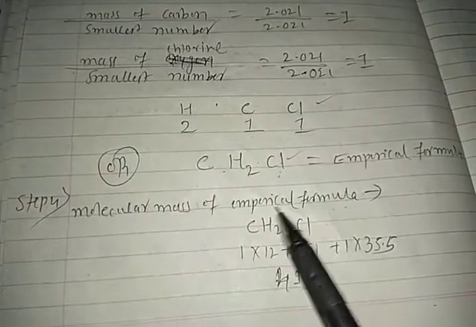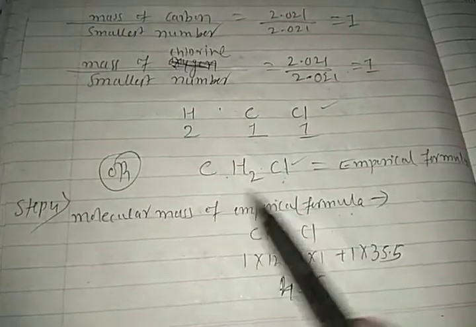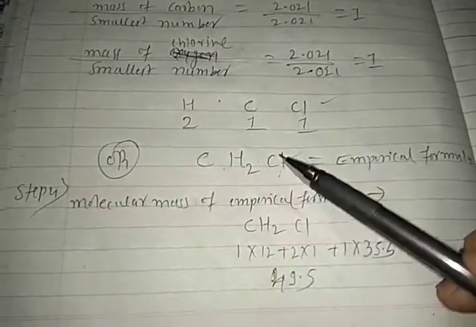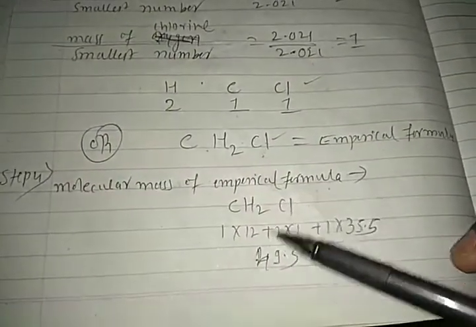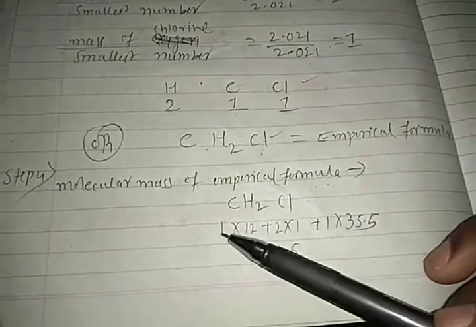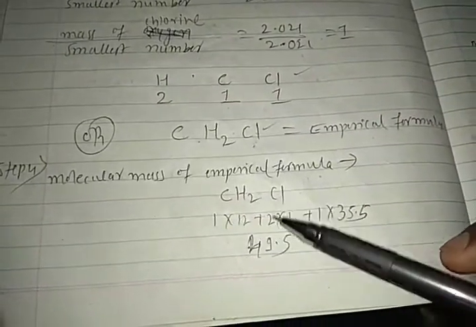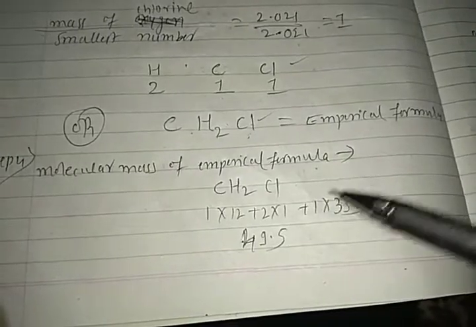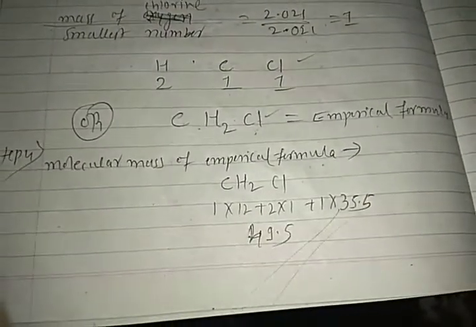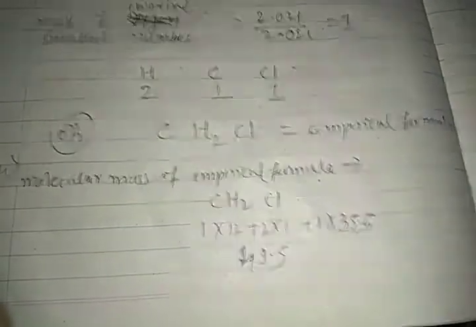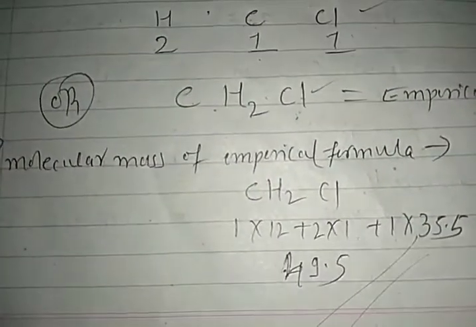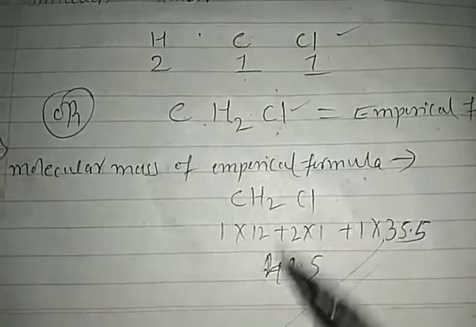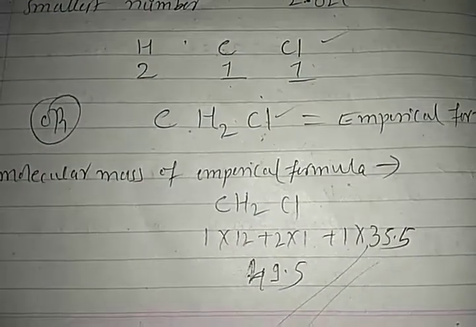Step 4: molecular mass of the empirical formula. Whatever this empirical formula is, we have to calculate its molecular mass. For CH2Cl: carbon 1 time, atomic mass 12; hydrogen 2 times, atomic mass 1; chlorine 1 time, atomic mass 35.5. So the total value is 49.5. Right, students? Understood, students? This is 49.5, the molecular mass of the empirical formula.